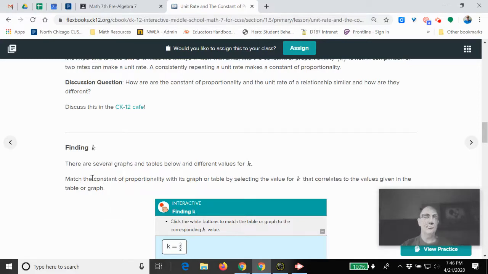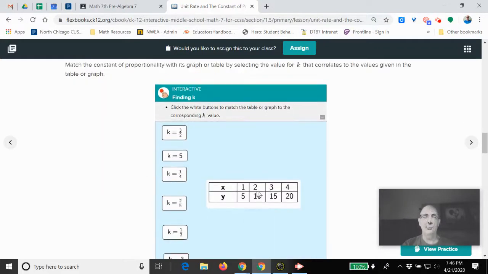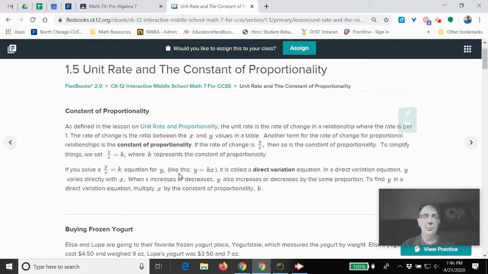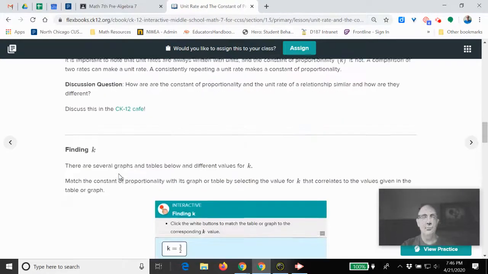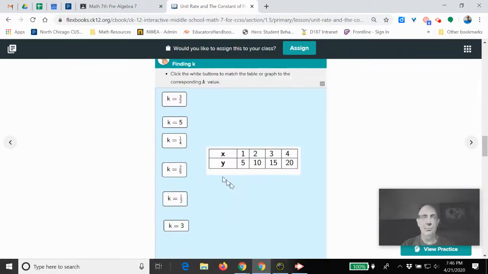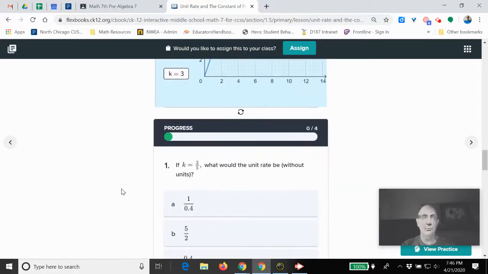All right, let's find k. So match the constant of proportionality with the graph, right? So here's my table, and we said up here that k is y divided by x. So I'm just going to say 5 divided by 1 is 5. So you try the rest on your own.